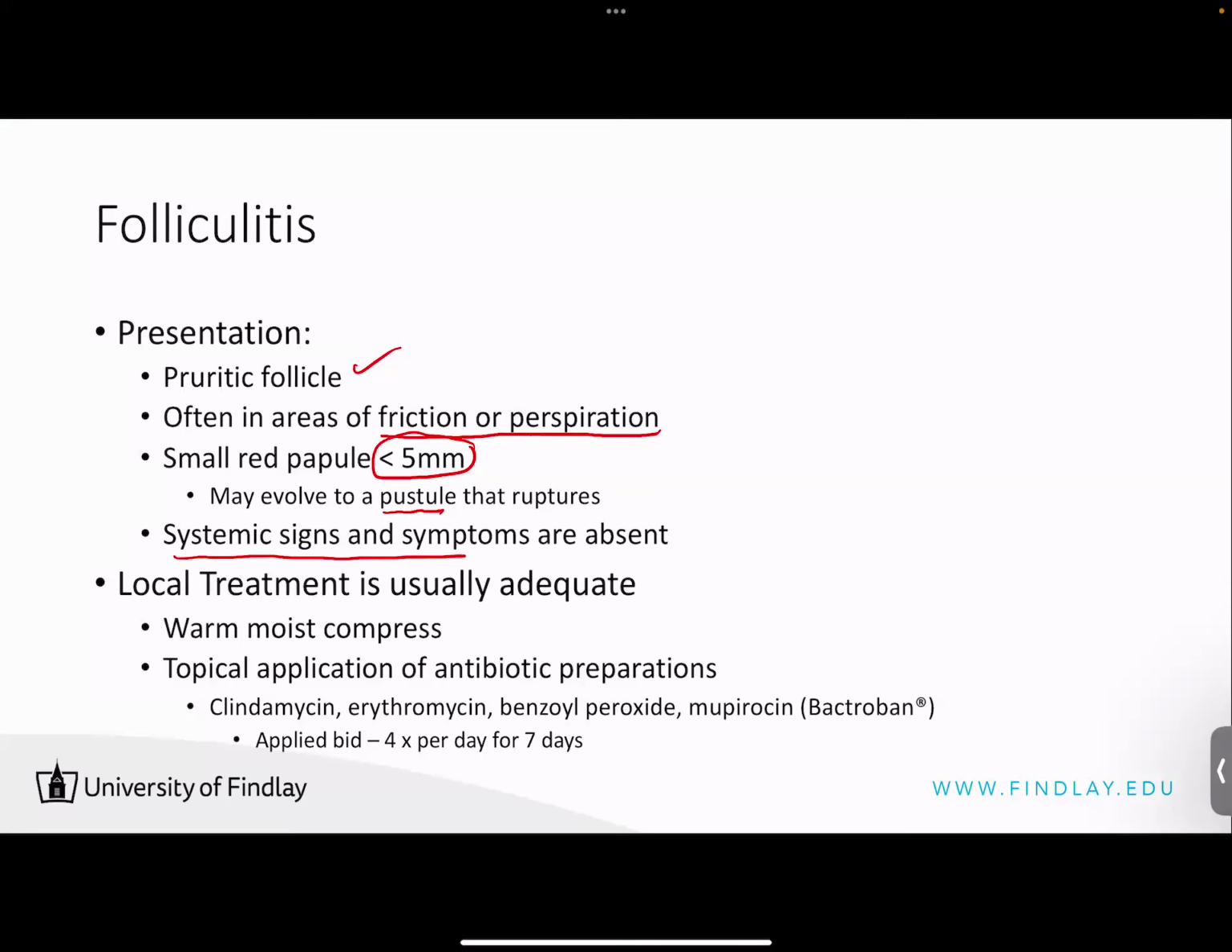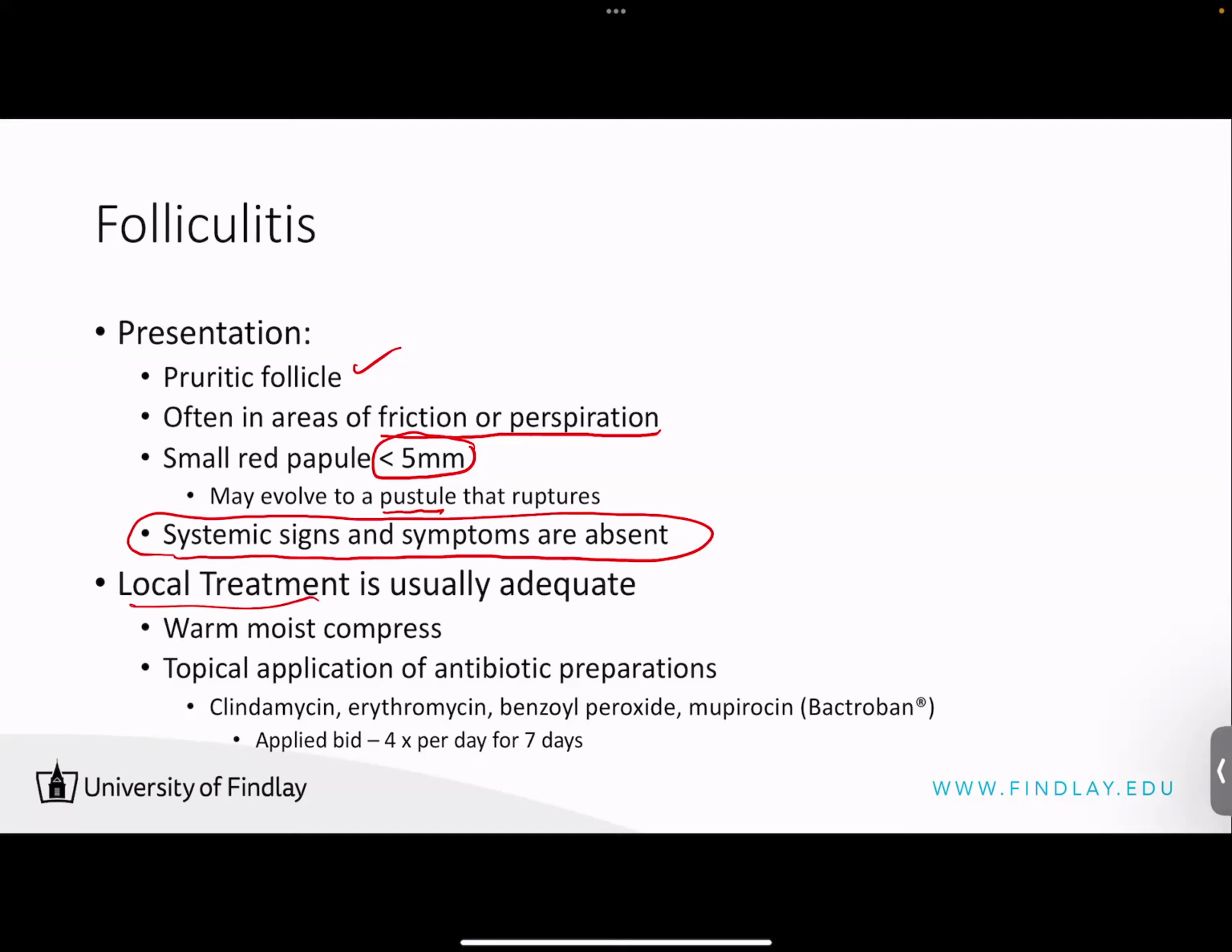We do not see systemic signs or symptoms of infection with something like folliculitis, all right? It's not generating any significant immune reaction that's going to manifest as fever or chills or increased heart rate. Local treatment, again, that's all we really need to do for this condition.